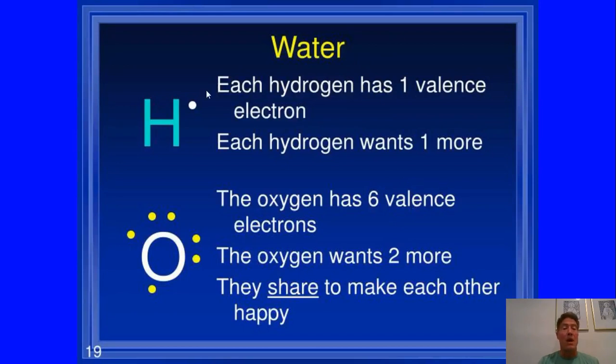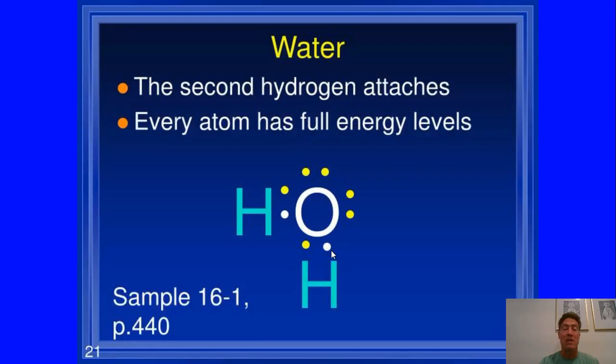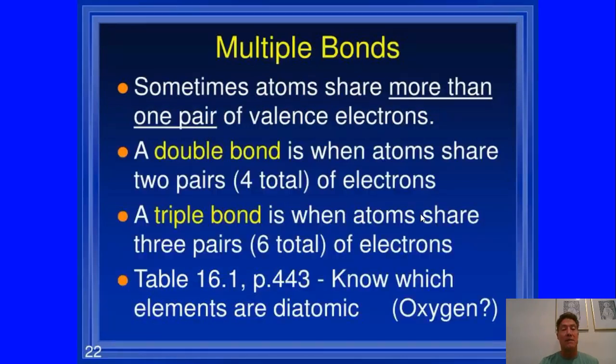Water is a good example here. So each hydrogen has 1 valence electron, but it wants one more to get a duet. Oxygen has 6 valence electrons, but it wants 2 more to make its octet. And so they share to make each other happy. So in this case, 1 hydrogen shares its electron here with oxygen. So hydrogen gets to count these 2, and it's happy. Oxygen has 7, but what's it want? It wants 1 more. It wants 8. So why not bring in another hydrogen and do the same thing? Now, once we attach the second hydrogen, every atom has full energy levels. Hydrogen has its 2 each, and oxygen has its octet.